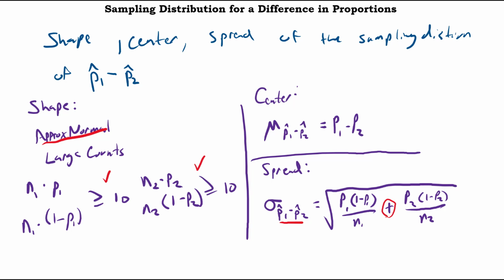Alright, so after watching that example, hopefully you saw how they came up with the shape, center, and spread based on the problem presented to them, in which case you're dealing with your large counts for your shape, your first proportion minus your second proportion for your center, and then your spread is done with that equation for your standard deviation of the difference.